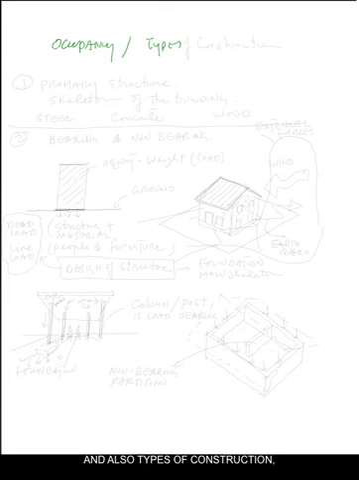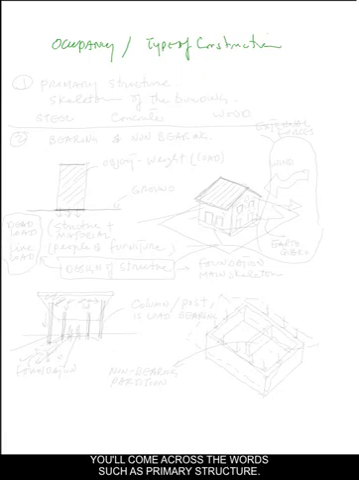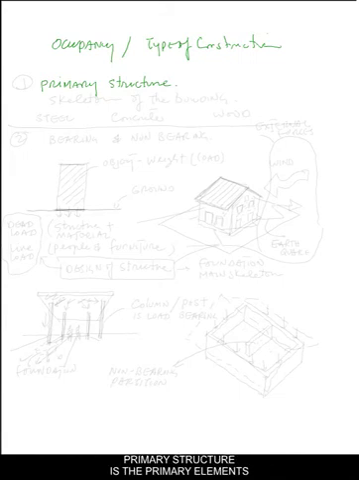and also types of construction, you will come across words such as primary structure. Primary structure is the primary elements in which the building is being held up, and it is the skeleton of the building.